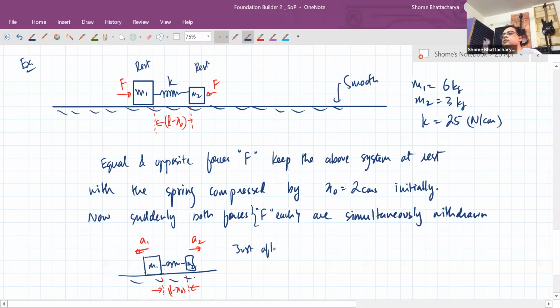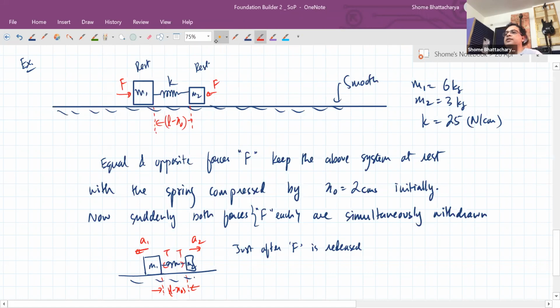Sir, this will happen when it is compressed, no? Yeah, see, it's compressed initially now with the force applied. Now, the moment I release the force the blocks will accelerate, no? Because earlier when I was applying the force, obviously it was balancing the spring force. But as soon as I withdraw both the forces, both the blocks will start accelerating because the spring is in compressed state. So the spring is applying a tension like this.